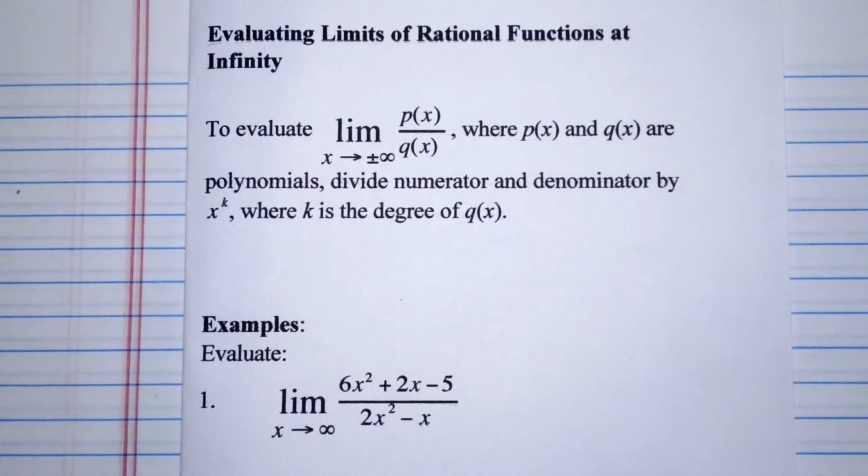So now let's talk about evaluating limits of rational functions at infinity. Remember that a rational function is a polynomial divided by a polynomial. To evaluate the limit as x tends to either positive or negative infinity of a polynomial p of x over another polynomial q of x, divide the numerator and denominator by x to the k, where k is the degree of the denominator.